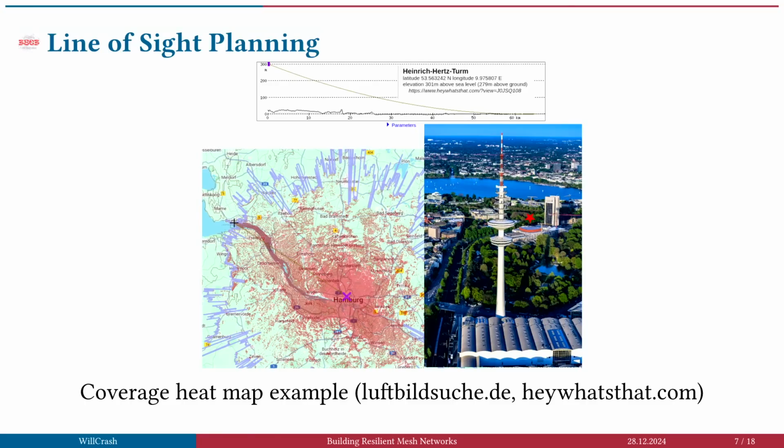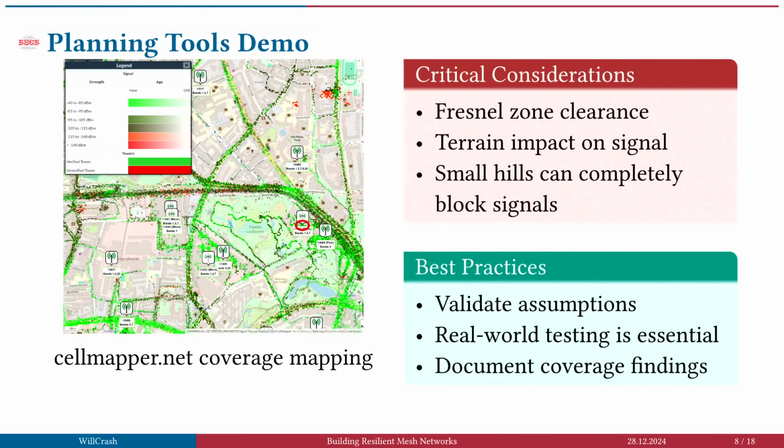But that's theory. In practice, you can do coverage mapping, which means you have at least 2 nodes, you know the positions, and you start wandering around. And every few seconds, you note how good the signal is, exactly how fast the network is, and how many peers there are. And based on that, you can then start planning.